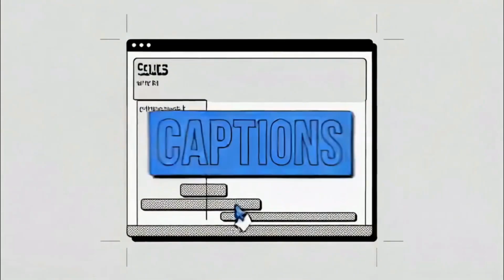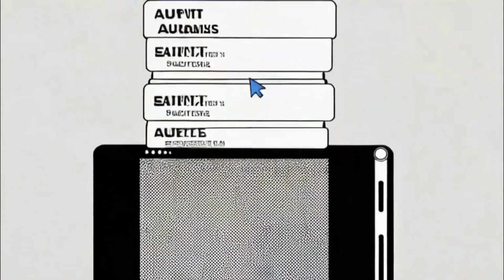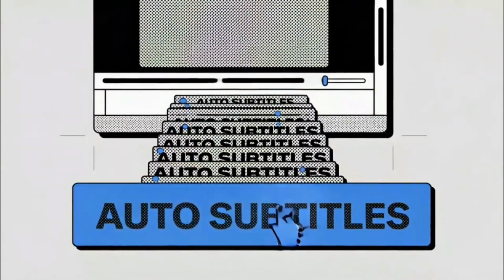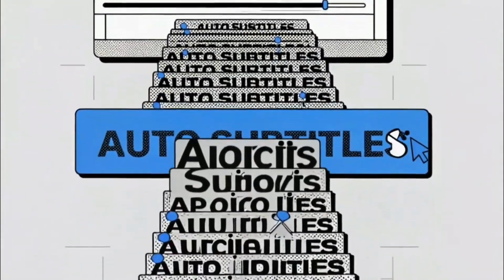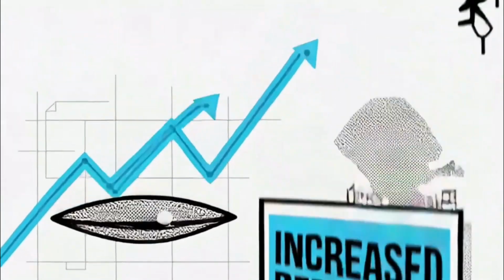Now, let's make your content more engaging. Add captions. VEED can automatically generate subtitles with one click. This is huge because most people watch videos without sound. Captions help grab attention and keep viewers watching longer.